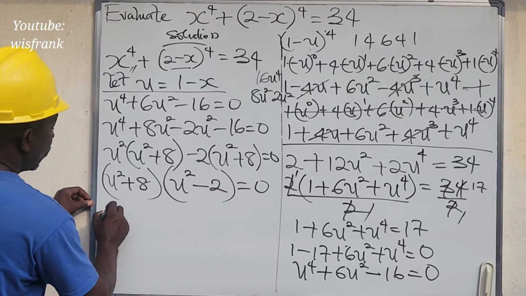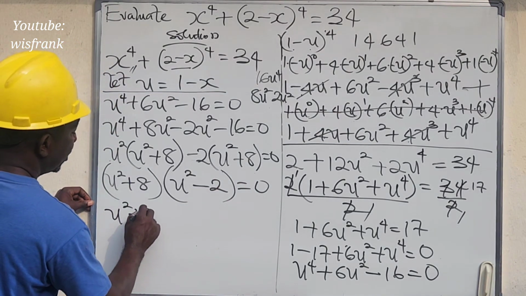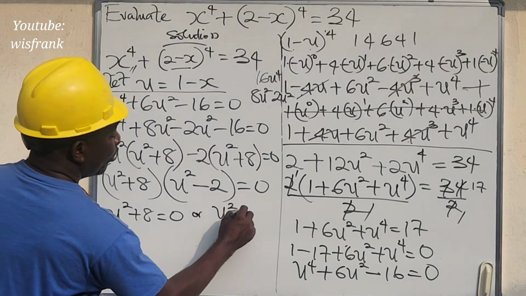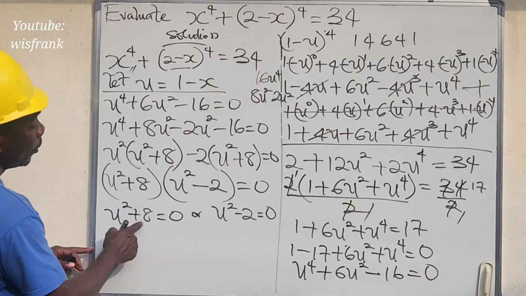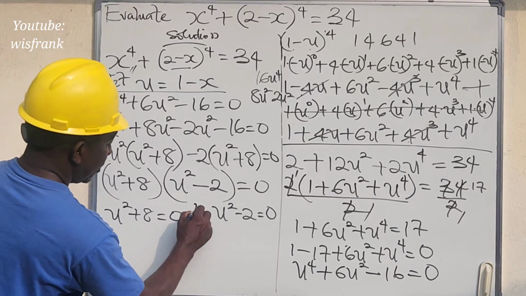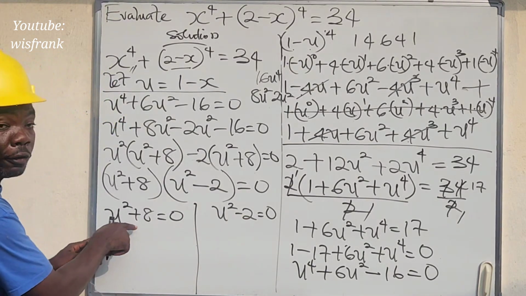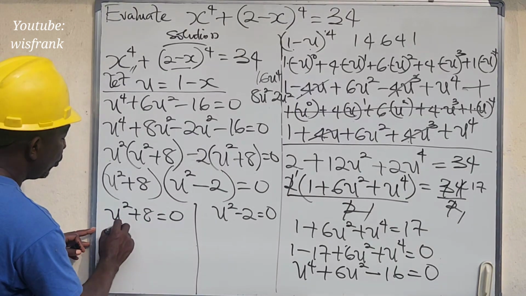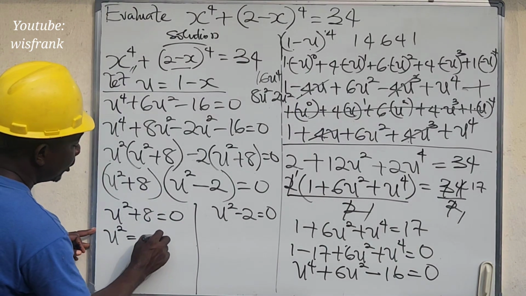So let's set the first one, u to the power of 2 plus 8 equals to 0, or u to the power of 2 minus 2 equals to 0. So from here, for us to find the value of u, we have to transpose it to the other side. So u to the power of 2 equals to minus 8.